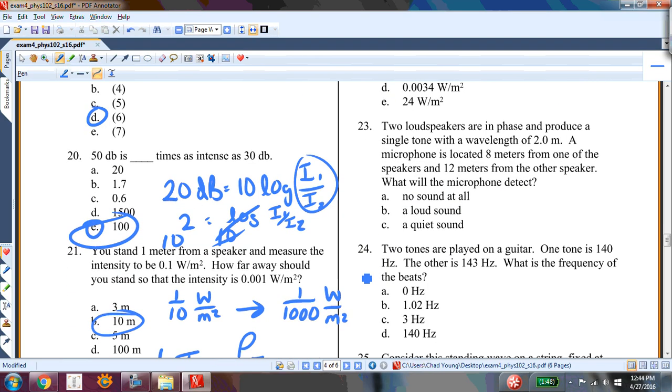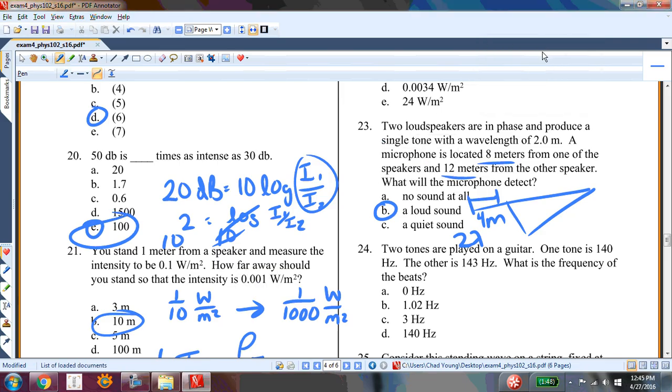Two loudspeakers are in phase and they produce a single tone with a wavelength of 2 meters. Microphone is located 8 meters from one, 12 meters from the other. So I have one wave traveling this distance, I have another wave traveling this distance. The path length difference is 4 meters. 4 meters is 2 wavelengths. If my waves are out of phase by 2 wavelengths, I will hear a loud sound because I'll have constructive interference.